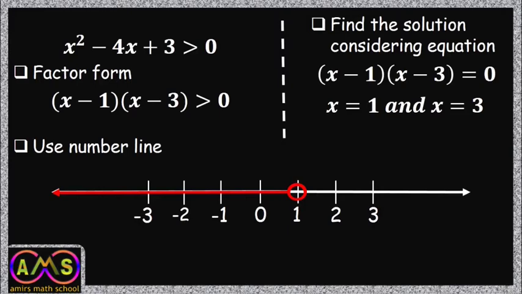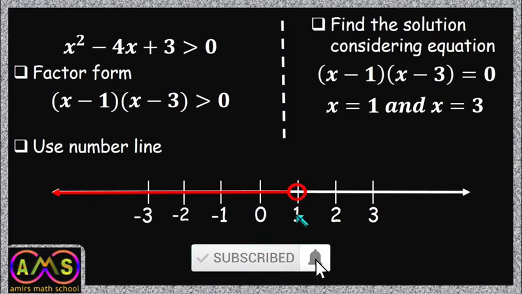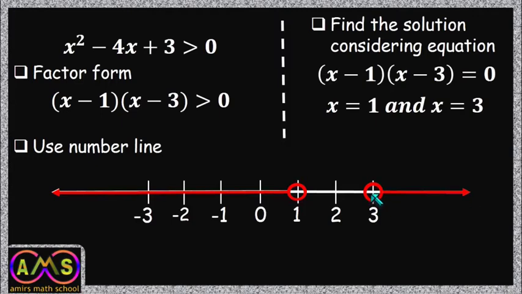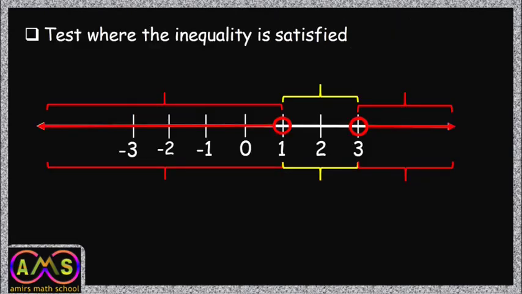But here, for this type of sign, that is only greater than or less than, we cannot take these values, that is, x = 1 and x = 3 are not included. In this part, from minus infinity to 1 except 1, this one is our first part. And from 3 to plus infinity, excluding 3, this one is the second part. And the third part is 1 to 3, but 1 and 3 in this case are also excluded. So we get these three parts of the number line. So we have to test where the inequality is satisfied.